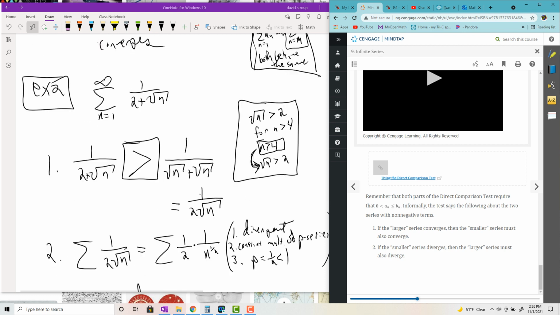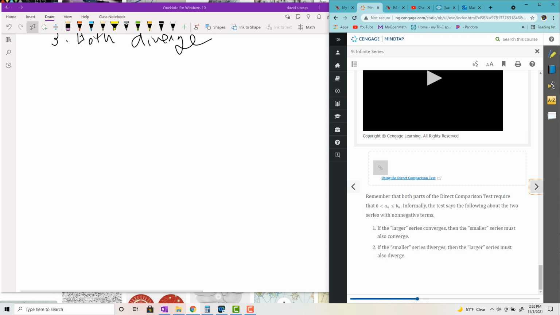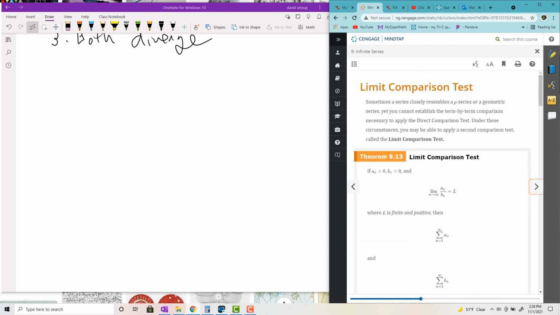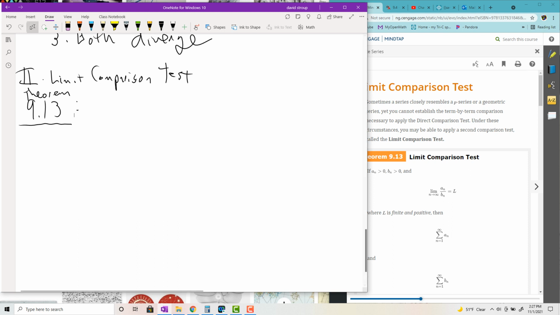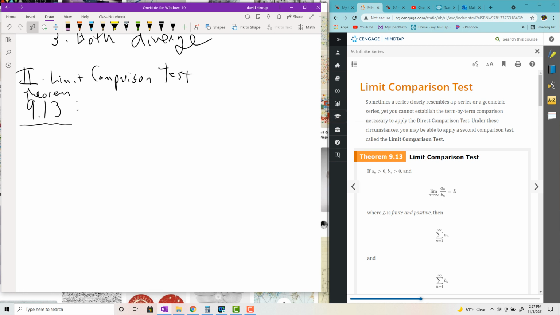So just be careful. You can't just blindly apply this theorem to anything you want, and that's why this theorem is, in my opinion, more difficult than the limit comparison test, which is what we're looking at next. So section 2, we have the limit comparison test, and it hinges on theorem 9.13. Again, I want you to do it in 3 steps. First, you have to find a series to compare it to, then you take the limit, and then you make a conclusion.